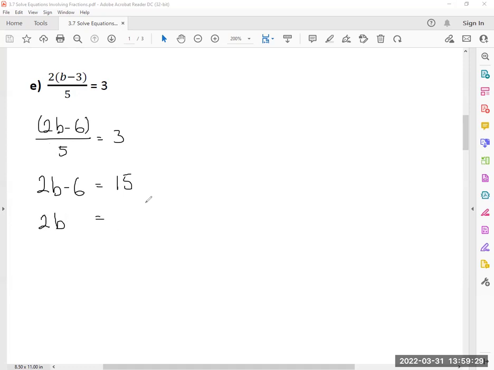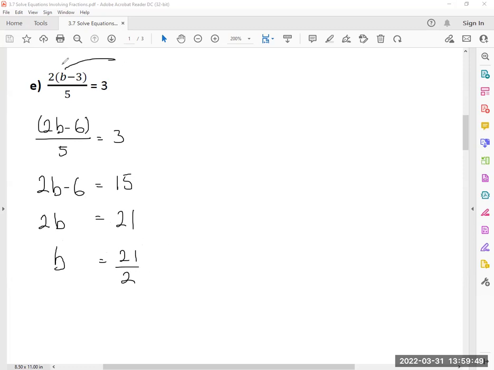Reverse BEDMAS, again, constantly reverse BEDMAS. Now that the bracket is done, you don't need the bracket anymore. So look at it with fresh eyes. Let's get rid of the subtraction. It is plus 6 plus 6. The final answer is 21 over 2, which is 10.5.